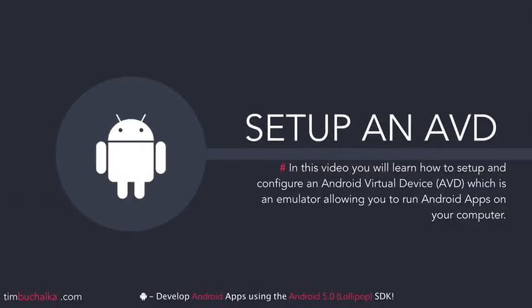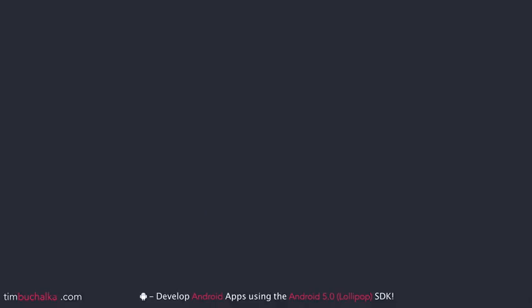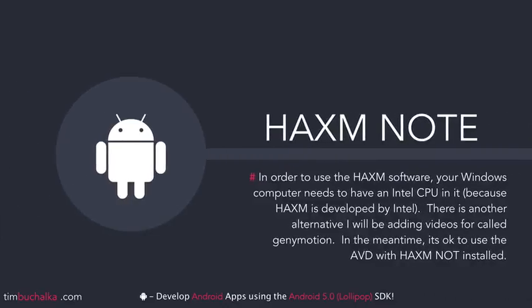In this video, we're going to go through and set up an Android virtual device, also known as an AVD, and that's an emulator which enables you to see Android apps running in a window on your Windows computer. Now, just a quick note, I'm going to be talking about some software called Haxum, which we will be installing. That only works if your Windows computer has an Intel CPU in it, because that software, the Haxum, is developed by Intel.